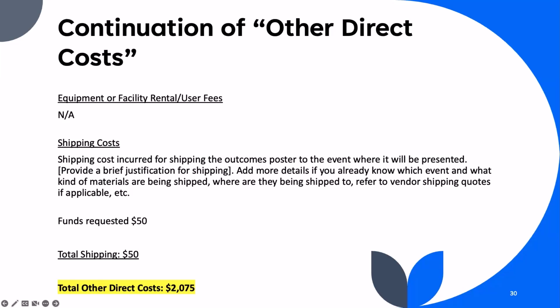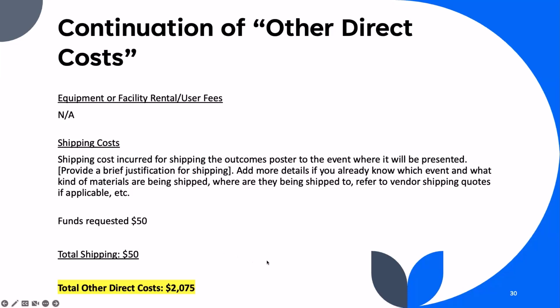Shipping costs, again, if you're shipping things out for outreach purposes, that can be put under here. So again, we're just listing out the different justifications of why you would need to ship something. Where is it being shipped to? Is there a vendor who's doing the shipping? What kind of materials are being shipped? So you'll want to put all those details into the budget justification section, and then all of the funds requested for each of those sections.